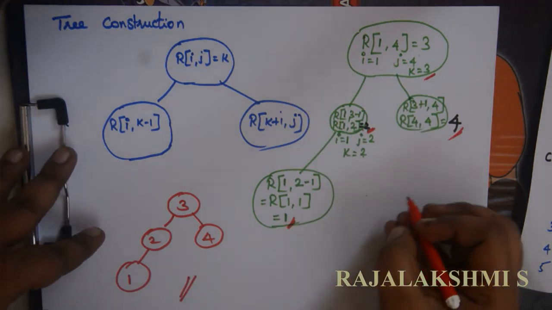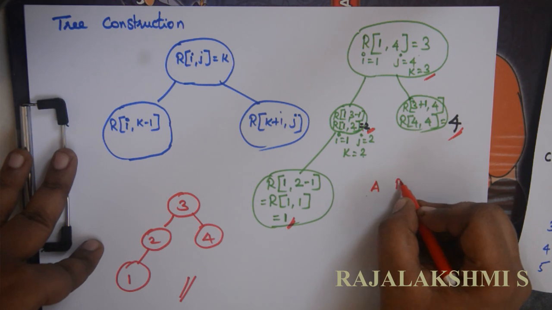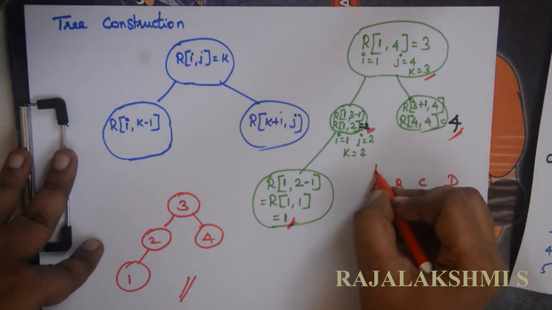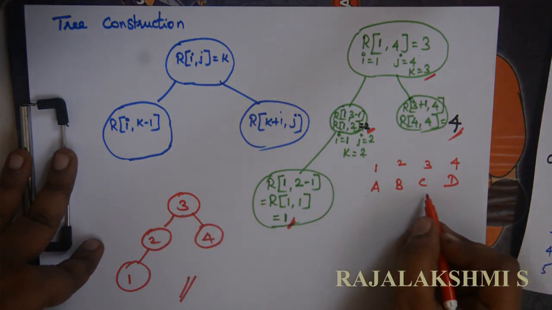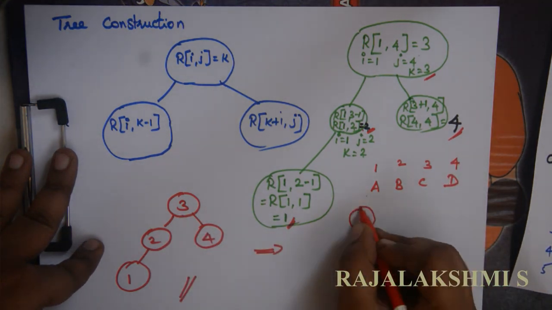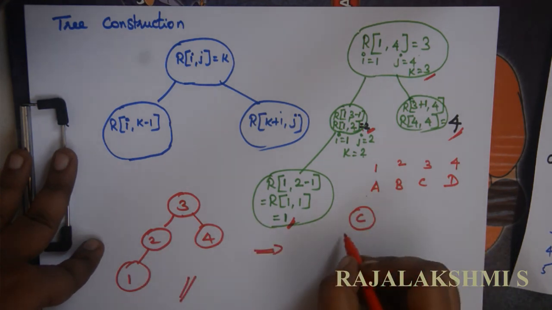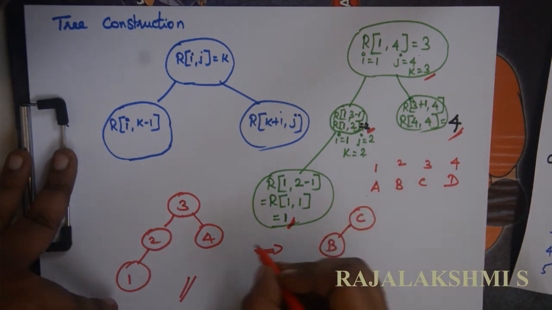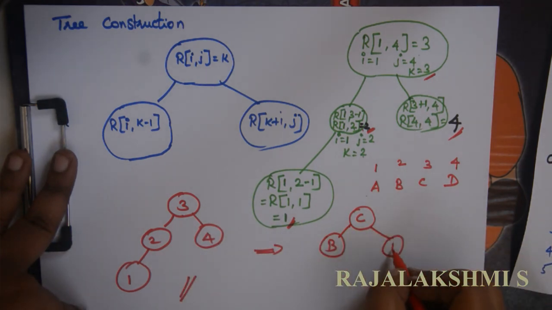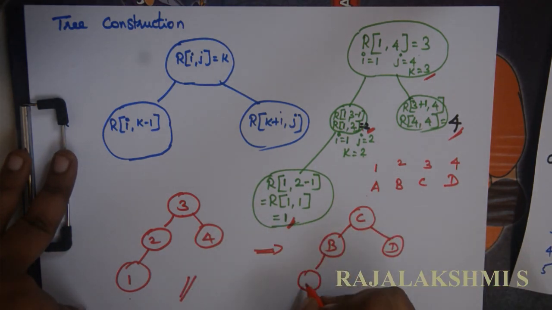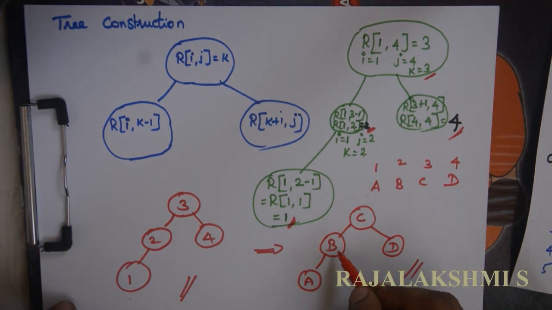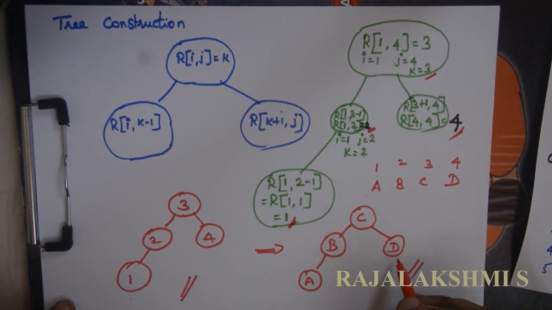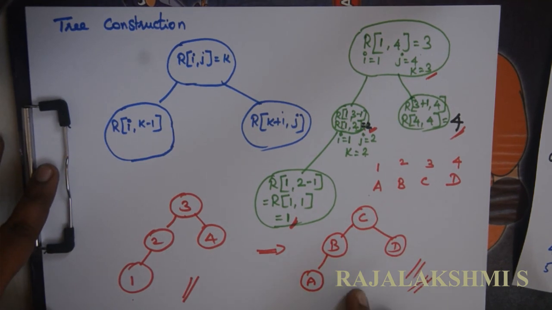In the symbols, we are provided with 4 symbols A, B, C and D. So this is the first symbol, second symbol, third symbol and fourth symbol. At 3 we draw C, at 2 we draw B, at 4 it is D and at 1 it is A. This tree satisfies the BST properties, that is, all the children which are less than the root are present on the left side and all the children which are greater than the root are on the right. This is the final optimal BST.